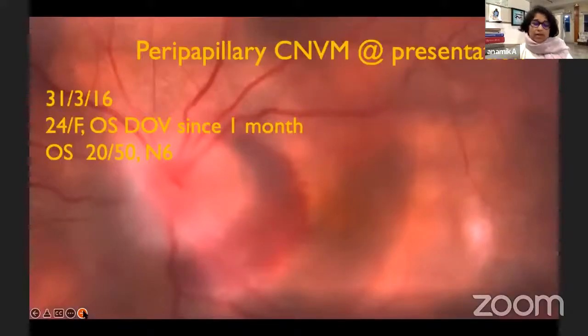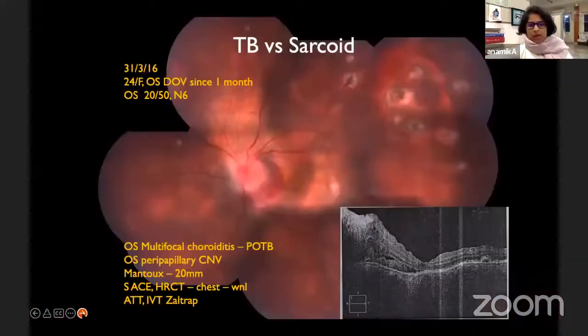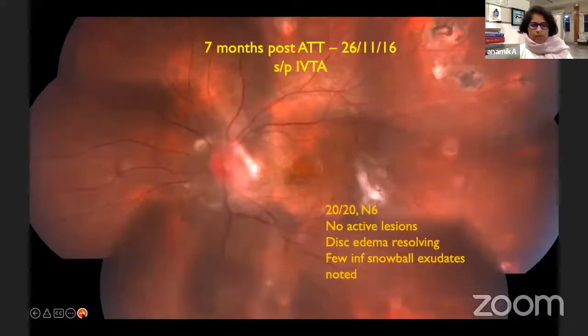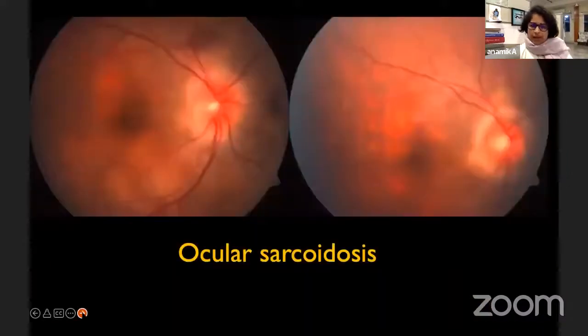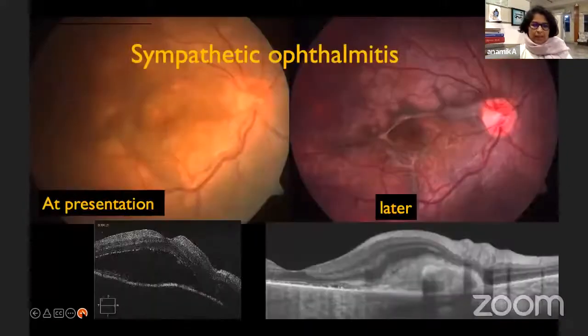Another case where a disc edema and a peripapillary choroidal neovascular membrane is seen. There, we had a differential of TB versus sarcoid as a presentation. And as you see, once this patient started showing signs of resolution, this nice cuff of a peripapillary fibrosis was setting in. Another case shows the same thing happening.